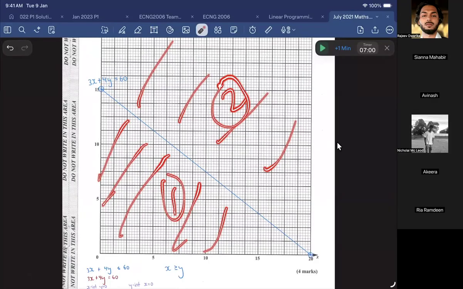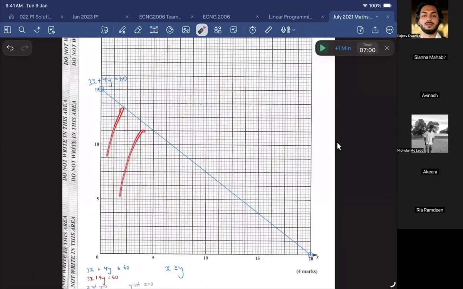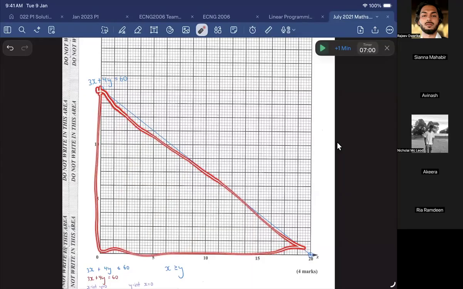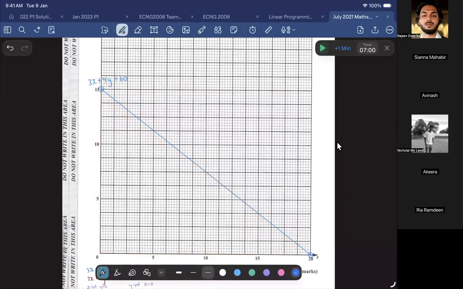I'll give you all a hint. Anytime you see less than, you're typically going to shade below the line. If you see more than, you shade above the line. But just to be safe, you could pick a test point, plug it in, and see if it gives you the inequality you want. So Akira, since this is less than, we're going to shade the bottom, and we're going to test that. Pick a point anywhere in this region. 10 comma 5. Yeah, that would work.